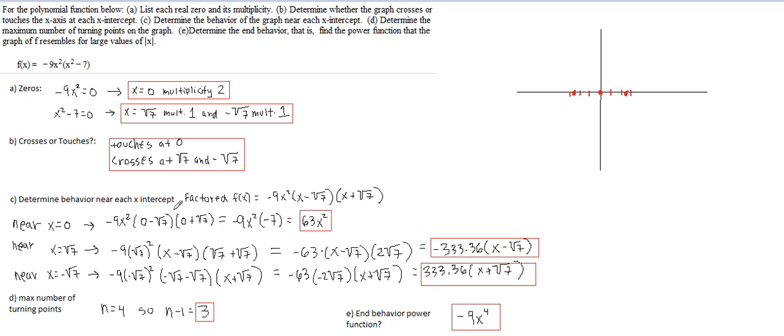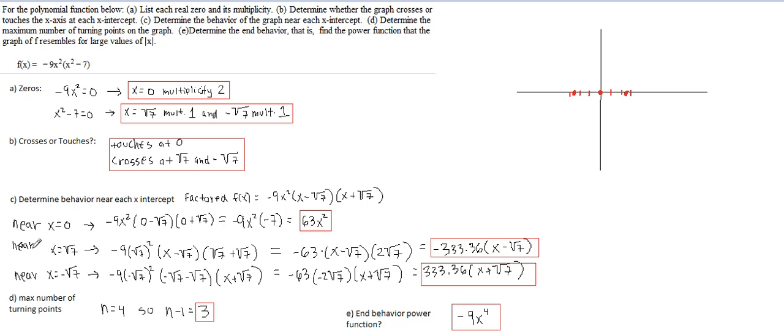But for each of the other ones, we're going to let our x equal 0, and we're going to solve this out to find out what we get. Once we solve this out, we're going to get 63x squared, and you can pause it if you need to look at my work here. 63x squared, that's what the function's going to look like near x equals 0.